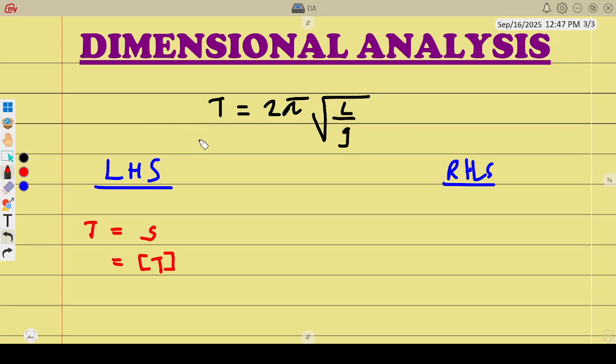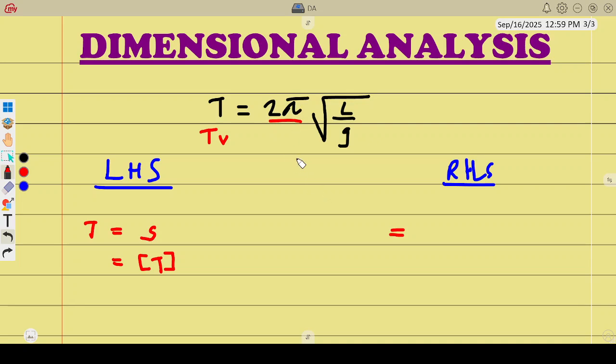If on the left hand side we had T and anything else, like maybe also velocity, then we can go to the right hand side. The right hand side is where we have some work. So we have 2 pi. Remember, when we have a constant, we ignore it. So we're going to ignore 2.